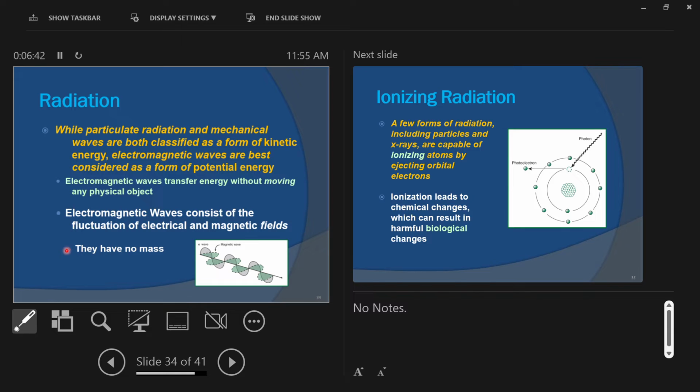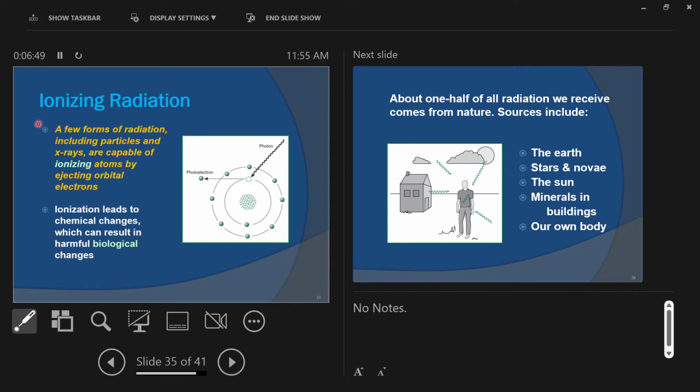Is there a wave in the electric and magnetic field? They need no medium. They don't need to travel through matter, and they are not matter. Now, some types of radiation, particulate radiation and X-rays and things like gamma rays, are high enough in their energy. We'll talk more about energy later, but they have high enough amounts of energy that if these particles or waves happen to run into an atom, they can break apart the atom. They can break pieces of the atom off.